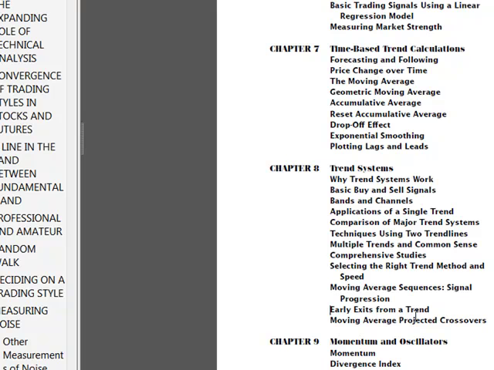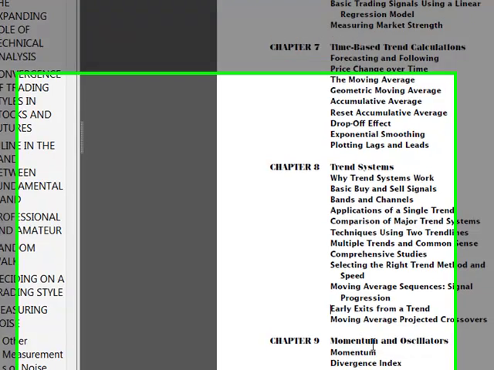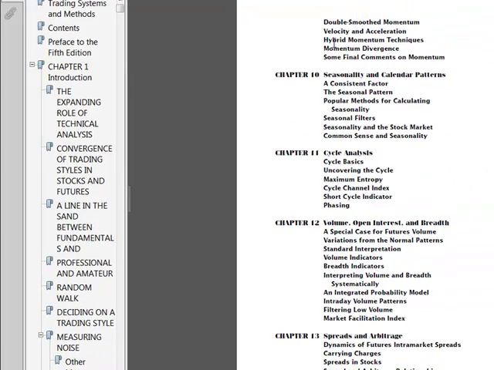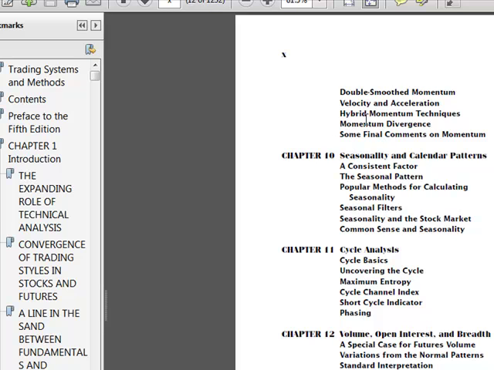So again, early exits from a trend. Chapter 9, moving average, trend, where am I? Yeah, momentum and oscillators. We've got momentum trading, oscillators, all the different types of momentum-based divergence, and then Chapter 10, seasonality and calendar patterns. I know that this can be useful, but for me right now, I'm not putting this as a priority, the different seasonality filters, effects on the stock market.